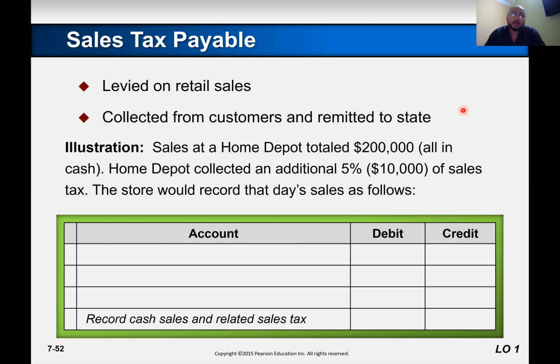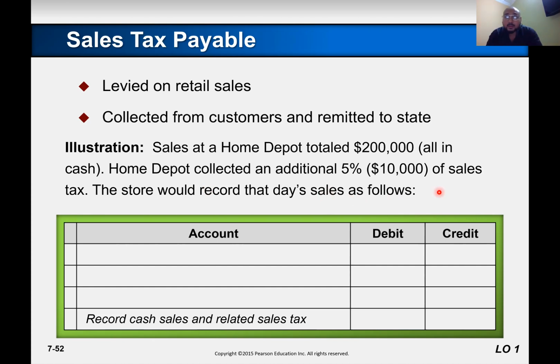Next, sales tax payable, simple. Sales tax is basically levied on retail sales, when you sell to the end user customers. So we have an illustration here, simple. The sales at a Home Depot total 200,000, all in cash. Home Depot collected an additional 5% of sales as the tax. The store would record the day's sales as follows.